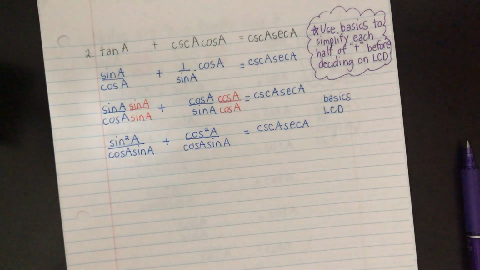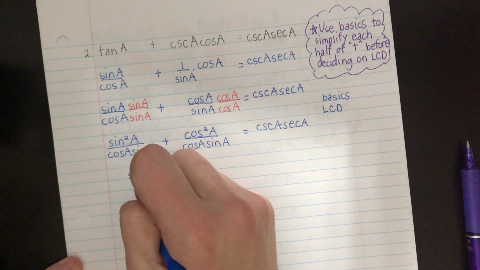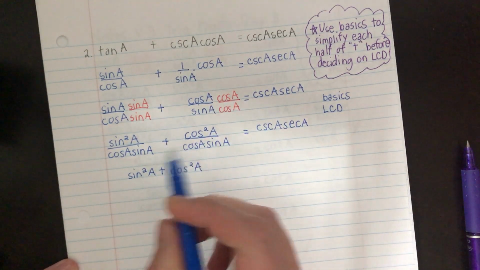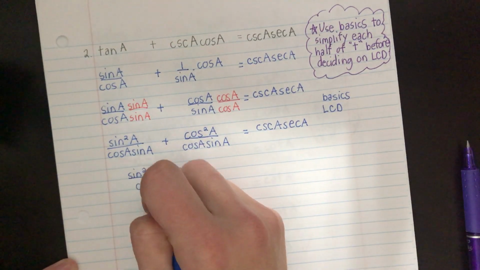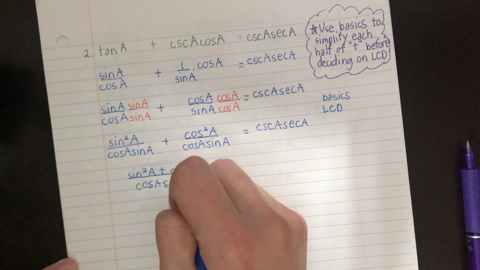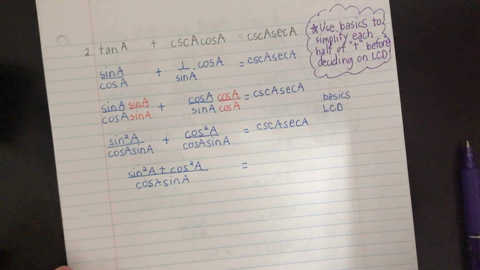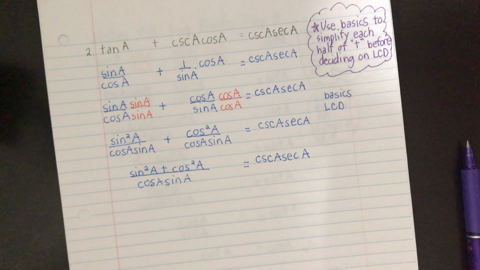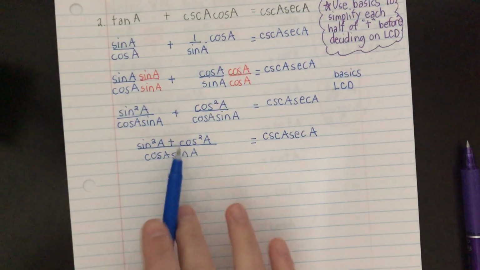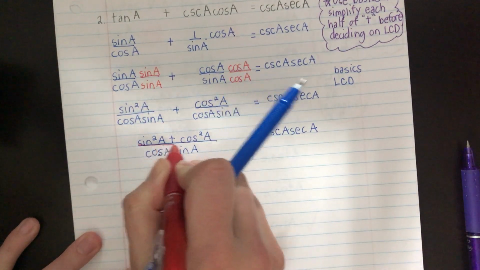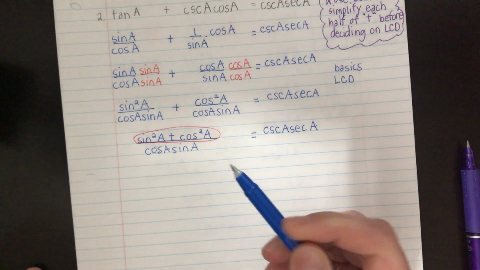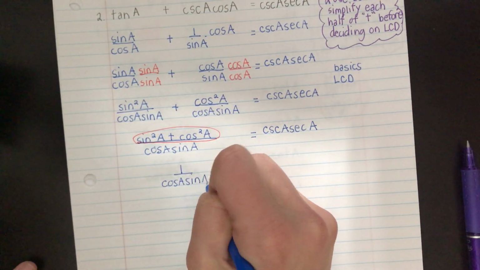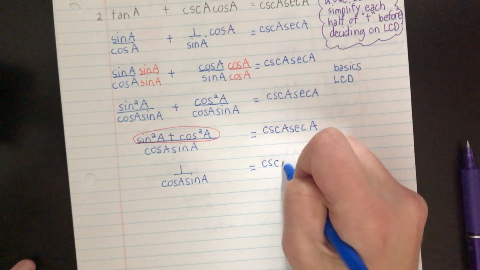So now we've got our LCD and we can combine. Add across the top. In this case it's add. Keep the bottom the same, cosine of A sine of A, just like you do with any other fraction: add or subtract across the top, keep the bottom the same. Okay, so I kept the right the same there. And like I said before, you can see where that's going. That's your Pythagorean property. So this is 1 over cosine of A sine of A equals cosecant A secant A.